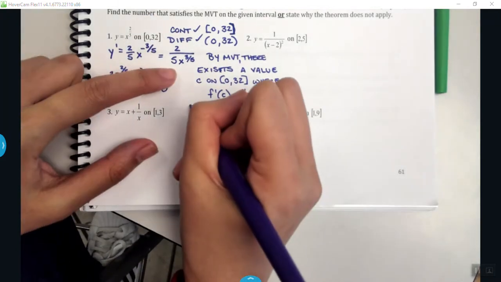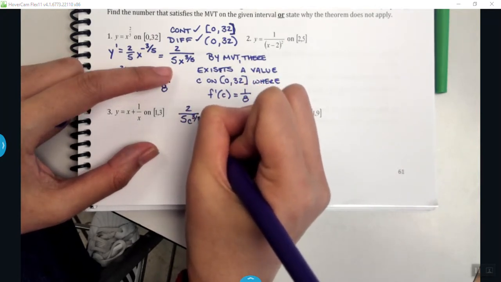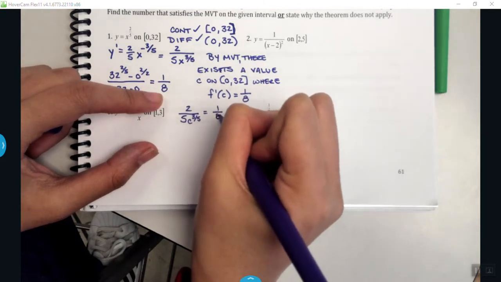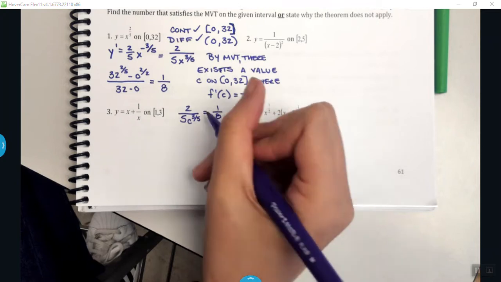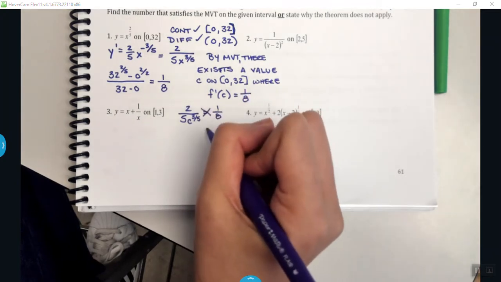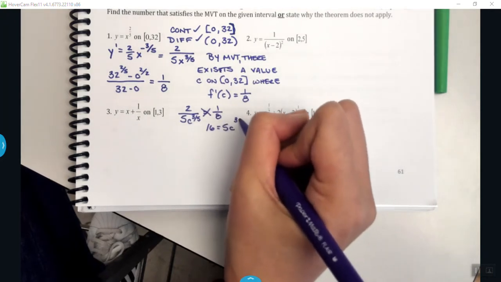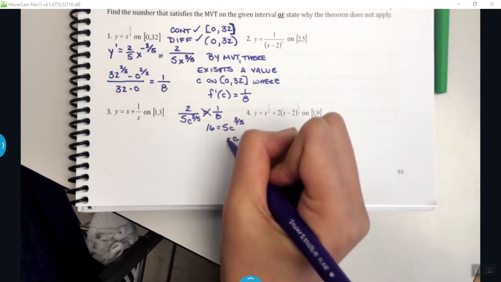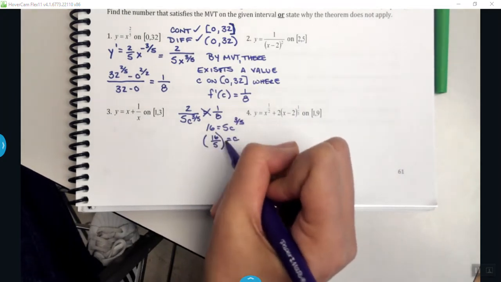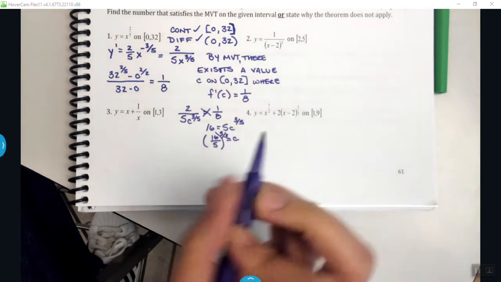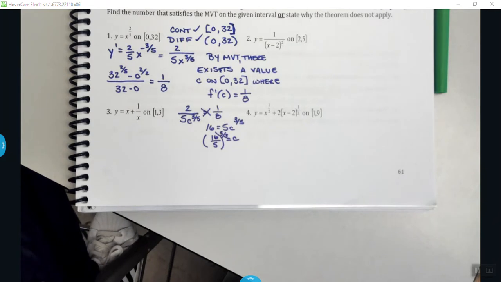And then this one says find the number that it happens at. So we'll set this 2 over 5 c to the 3/5 equal to 1/8, and we'll solve. 16 equals 5c to the 3/5. Yuck. c equals 16/5 to the 5/3. That's gross. But that's the number that it happens at.